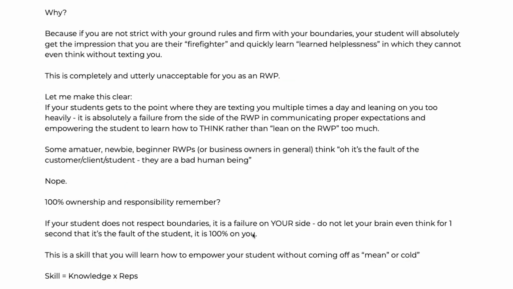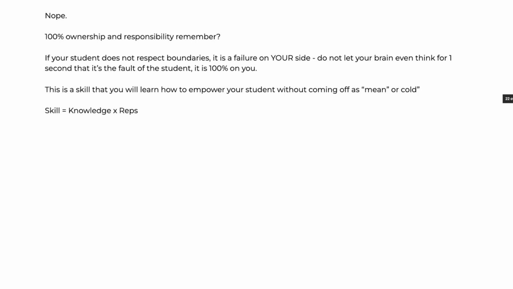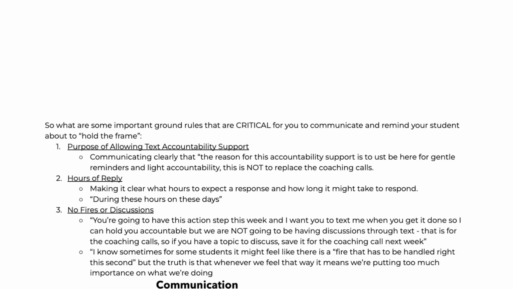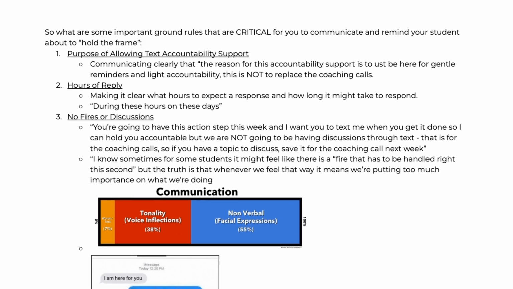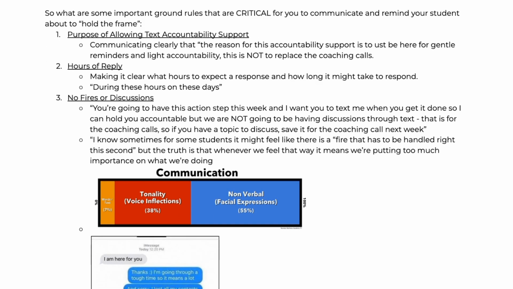Now, some additional tips that I do want to provide for you guys so that you can make sure you are able to manage those expectations. Some ground rules that are critical: number one, really making sure that you are setting the expectation of what the purposes of allowing text message accountability support are, right? You're communicating clearly, hey, the reason for this accountability support is really just there to be a gentle reminder and light accountability. This accountability and this support, the support email, the text messages, all this kind of stuff is not meant to replace the coaching calls that you and I have every single week, right?